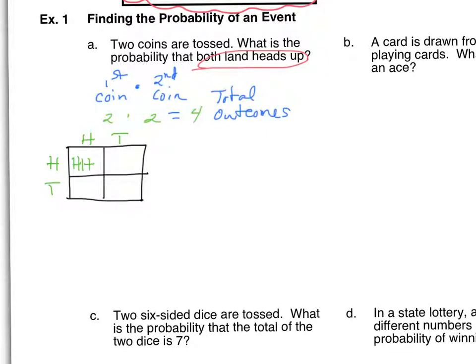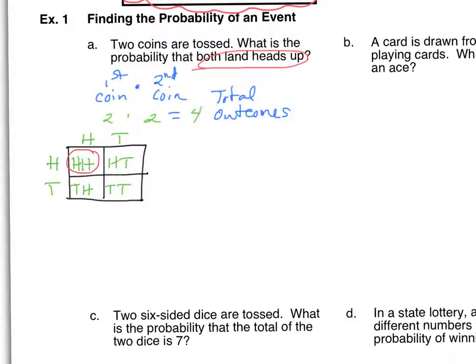So one of your outcomes is heads, heads. This outcome would be heads, tails. This outcome would be tails, heads. And this outcome would be tails, tails, right? How many of those outcomes is favorable? Only 1 out of the 4.